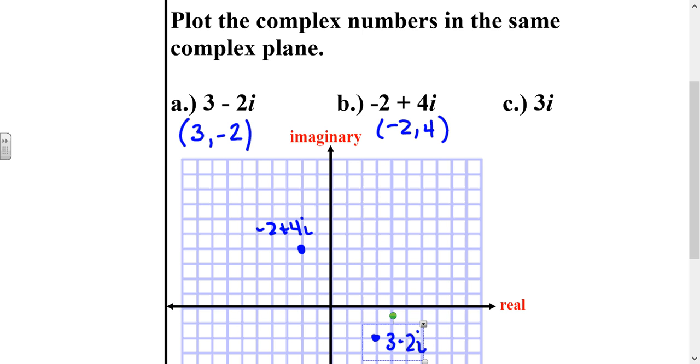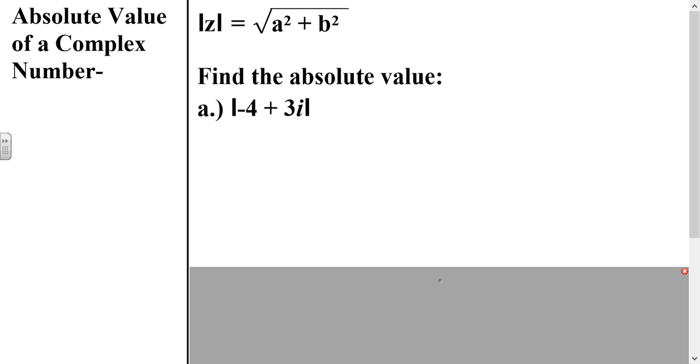And then 3i. Now this part we have to kind of think about a little bit. Remember, the real part comes first. There's no real number in this, so that would just be 0. And then the imaginary part would be 3. So this would be the point 0, 3. So that would represent 3i. So it's pretty simple. The last thing we have to talk about is how to find the absolute value of a complex number.